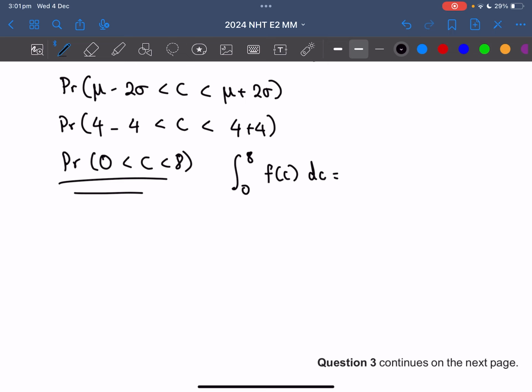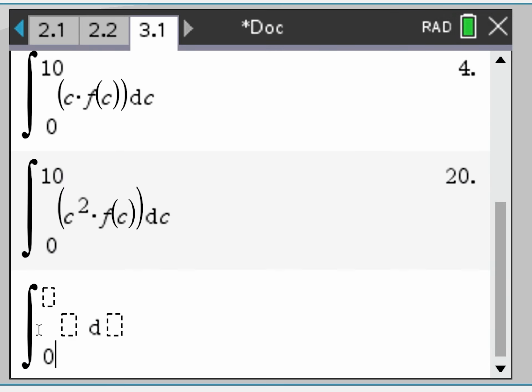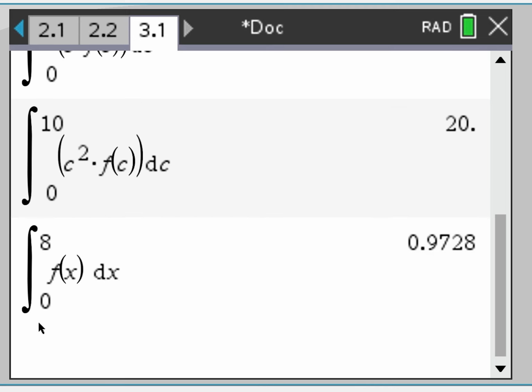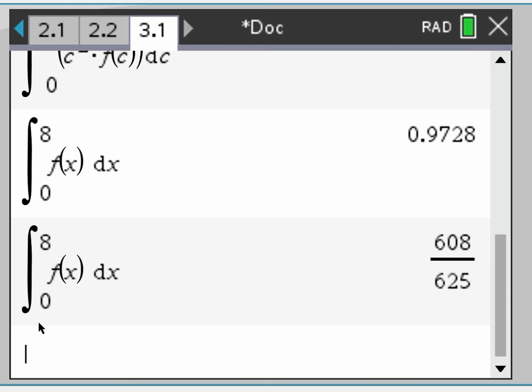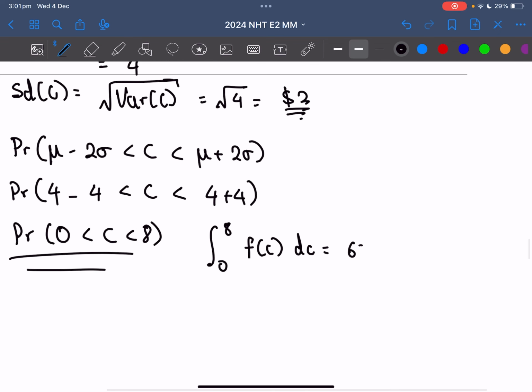Okay, so let's do that. Menu 3, integral from 0 to 8 of f(c), I'll just use x, doesn't really matter. So this is our probability: 0.9728. How many decimal places? It is not specifying that, so probably an exact answer is better here. I think 608 on 625.